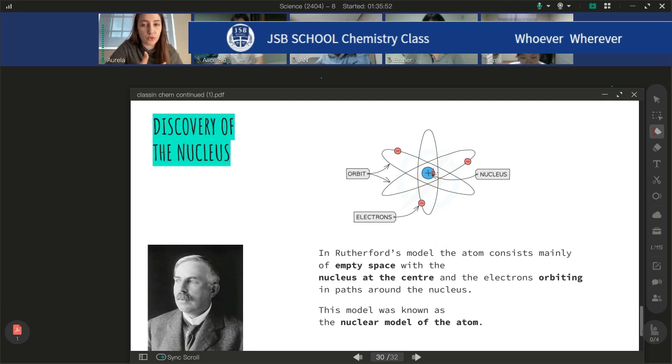We know more now, but for that point in time, they thought it's a positive center, nucleus, and there's some empty space, and then there's the electrons around it. So this is the difference: before we thought it's spread out. Now it's basically circling around it, the electrons, and we have a center.